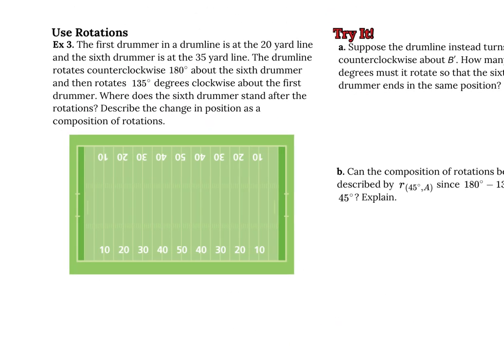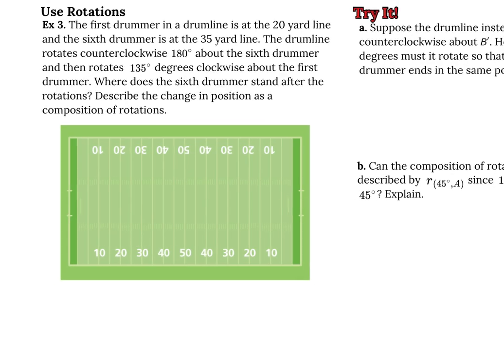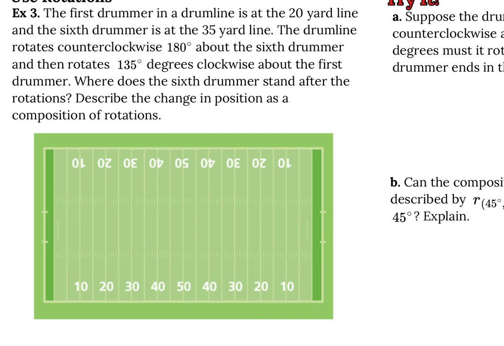All right, example 3. The first drummer in a drum line is at the 20-yard line, and the sixth drummer is at the 35-yard line. The drum line rotates clockwise 180 degrees about the sixth drummer, and then rotates 135 degrees counterclockwise about the first drummer. Where does the sixth drummer stand after the rotation? So let's kind of sketch this out.